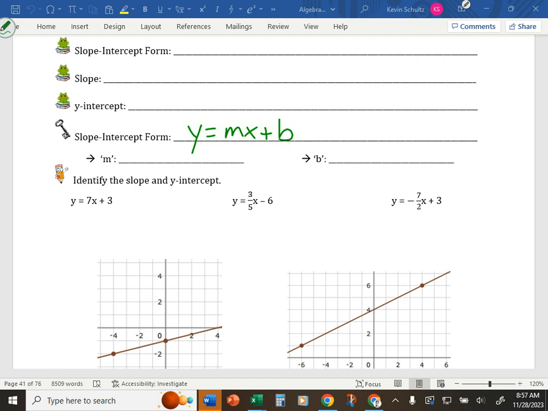So slope intercept form is the standard form for a linear equation. Meaning if you see something in y equals mx plus b form, you know when you graph it, it's going to be a line. Okay.